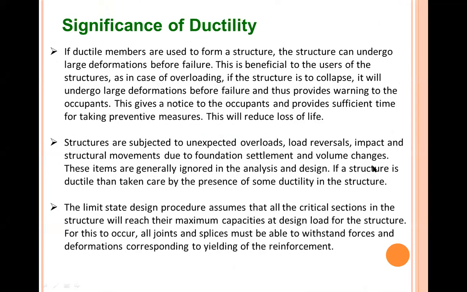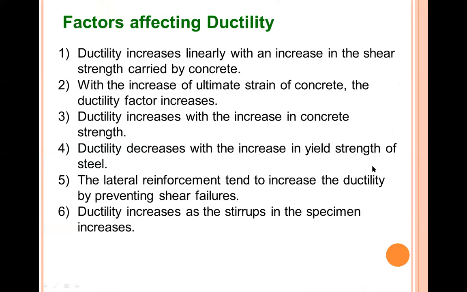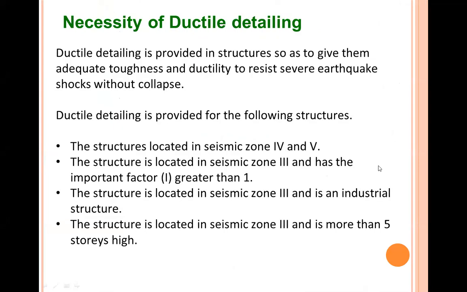So now we have seen the requirements, the significance, and the factors affecting ductility. Next, let us see where is the necessity of ductile detailing. So where do we use ductile detailing? Ductile detailing is provided in structures so as to give them adequate toughness and ductility to resist severe earthquake shocks without collapse. Ductile detailing is provided for the following structures. So which type of structures? The structures located in seismic zone 4 and 5. For these structures, ductile detailing is very important.